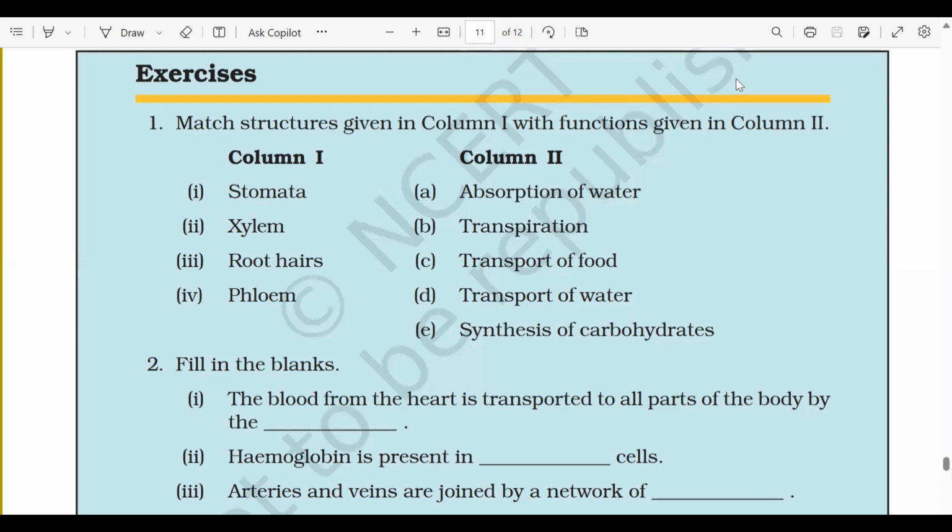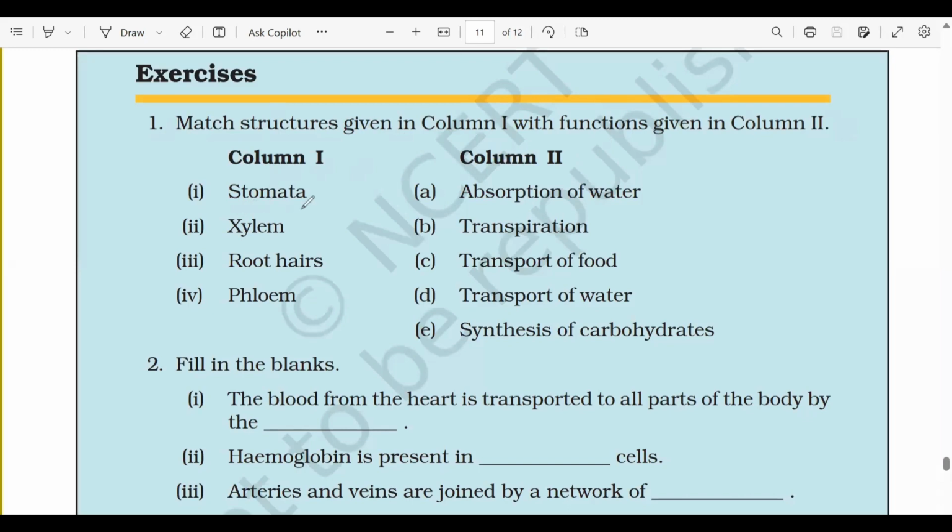So today we are going to solve the question answers of chapter 7, that is transportation in animals and plants. So let's get started with the exercise questions. So the first question is: match structures given in column 1 with the functions given in column 2.